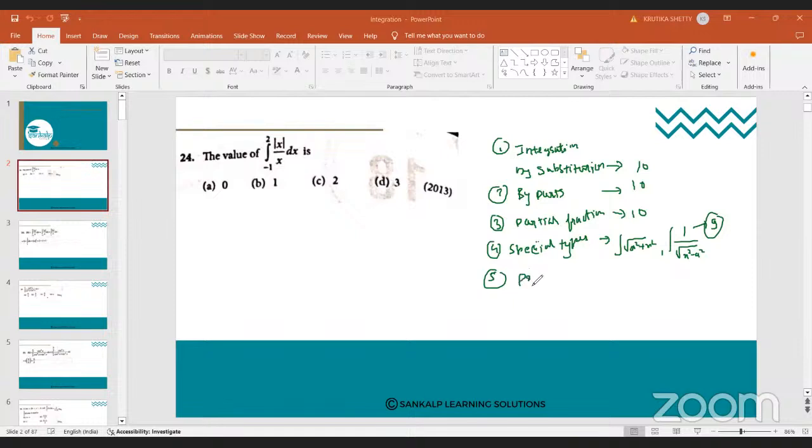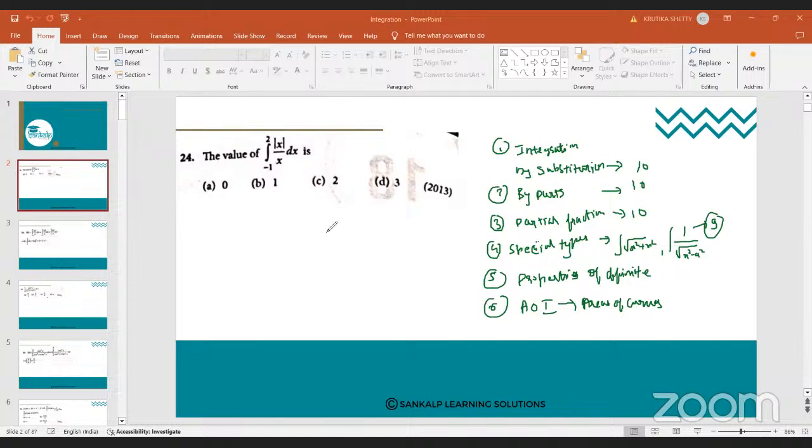Properties of definite integrals. Next, the sixth one is application of integrals. Here you have examples related to areas bounded by the curves. These are the main concepts in integration which you need to focus on. For every concept you try to solve at least 10 examples each, and then practice all the previous year papers.